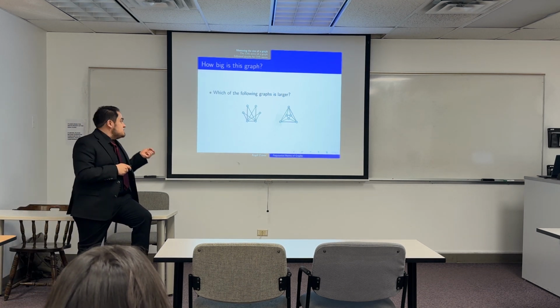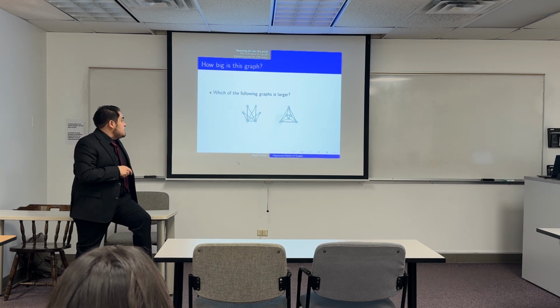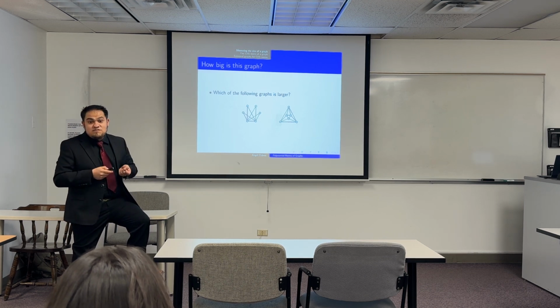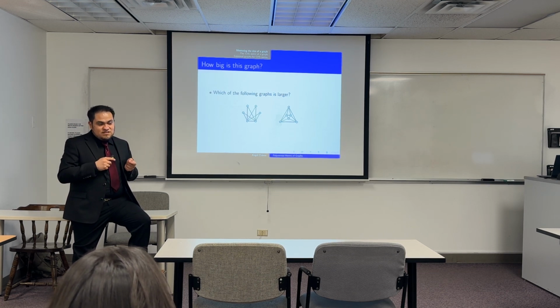The first thing you might want to do is count the nodes. Let's count how many nodes this has. 1, 2, 3, 4, 5, 6. 6 nodes here on the left. How about on the right? How many nodes are on the right? 6. There's also 6, right? So we can't say one is larger than the other based on the number of nodes because they have the same number of nodes. Are there any other ideas of how we might measure the sizes of these graphs?